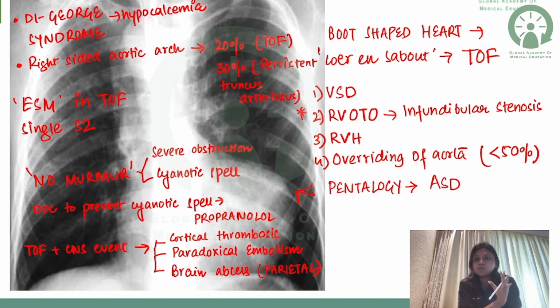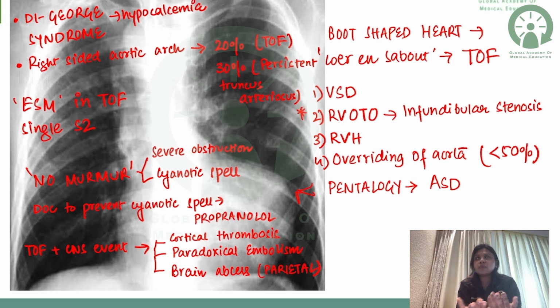First is the four components of TOF: VSD, right ventricular outflow tract obstruction, right ventricular hypertrophy, and overriding of aorta. Pathology includes ASD, with syndrome associated DiGeorge, and right-sided aortic arch found in 20% of the cases. Do you get a shunt murmur in TOF? Answer is no. Single second heart sound found in TOF? True statement.